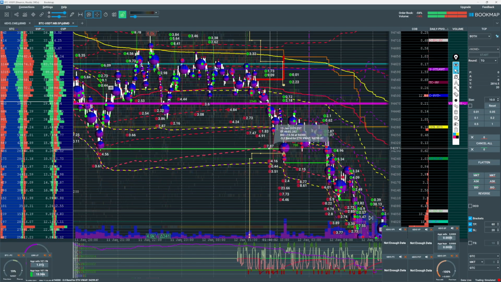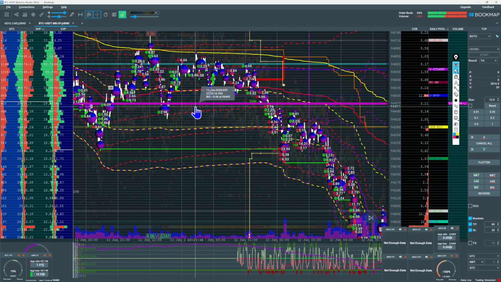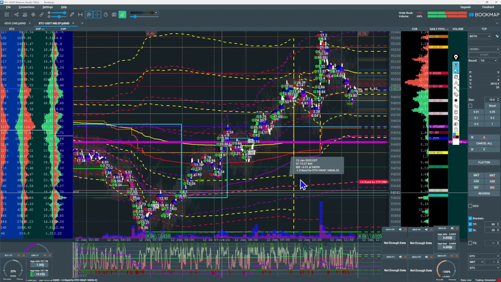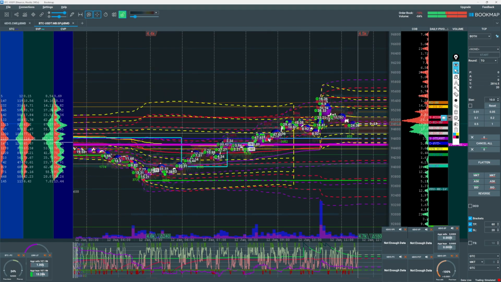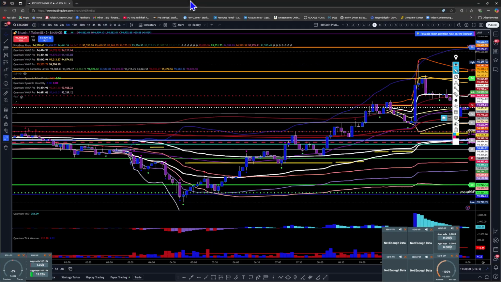94,560. So we're around 100k. We're still looking at 100k as the target here for Bitcoin. Prior week's high was at, let's see here.